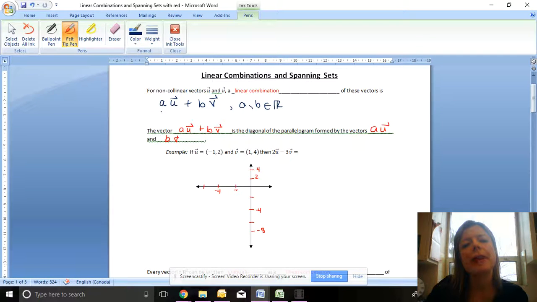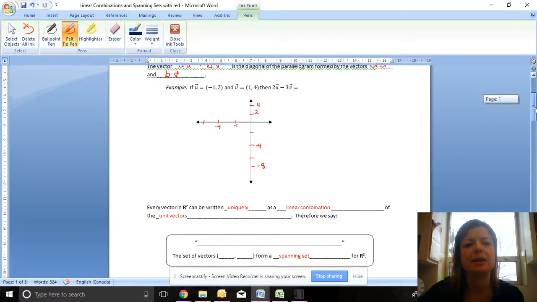So remember that u is a vector, v is a vector, and then au plus bv would be one vector. It would be the resultant vector of the sum when you multiply u by a and v by b, and then you add those two vectors together, you would get one resultant vector. So the vector au plus bv is the diagonal of the parallelogram formed by the vectors au and bv.